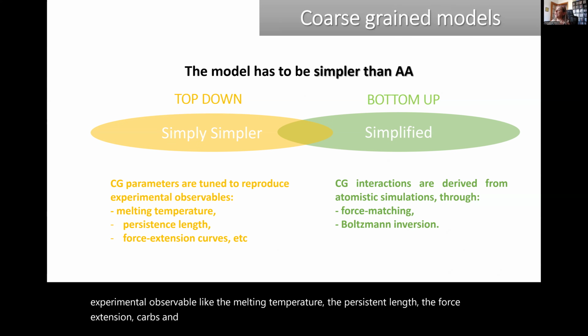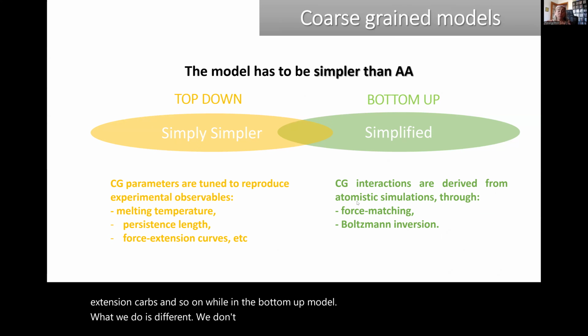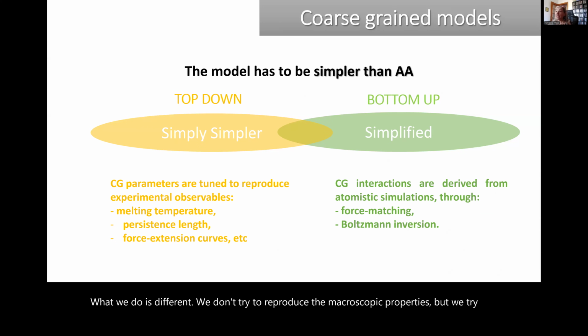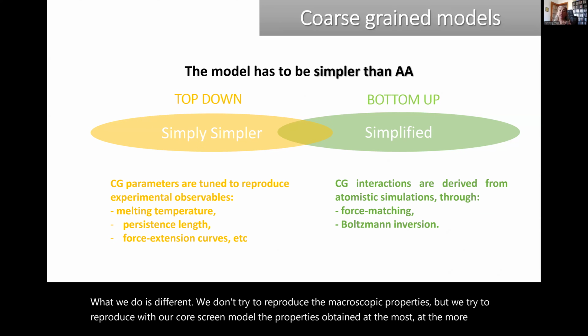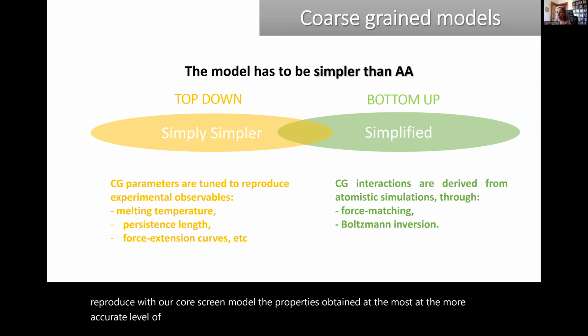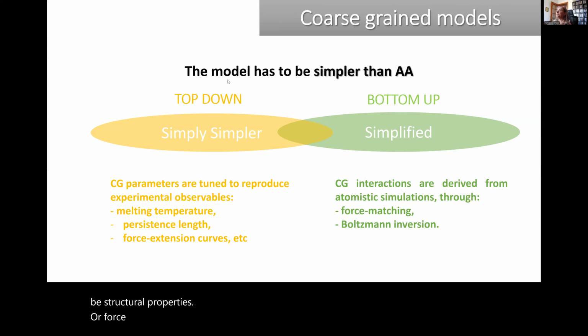While in the bottom-up model, what we do is different. We don't try to reproduce the macroscopic properties, but we try to reproduce with our coarse-grained model the properties obtained at a more accurate level of description. And what are these properties that we try to reproduce? These can be structural properties or forces between the particles.